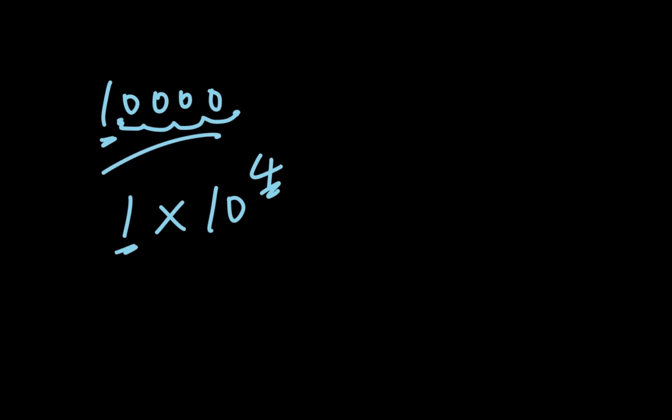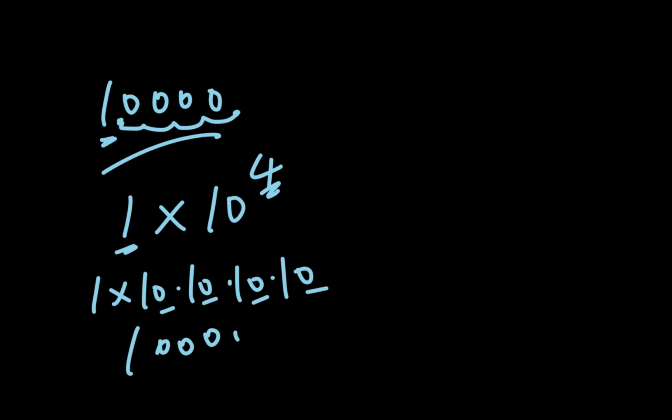So let's count how many places we moved. 1, 2, 3, 4, 4 times. So we would write this number as 1 times 10 to the power of 4. 4 is how many times we moved the decimal, and 1 is the non-zero number in this number. You can also see it as 1 times 10 times 10 times 10 times 10, 4 times, and we're adding 1, 2, 3, 4, 4 zeros after the 1.